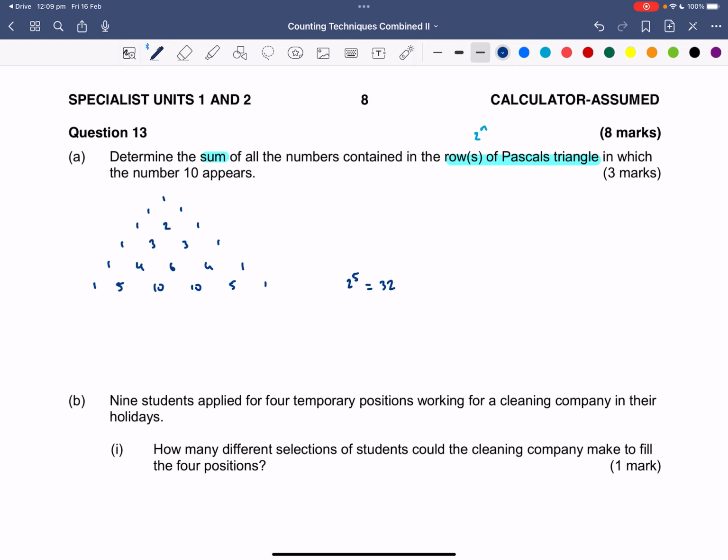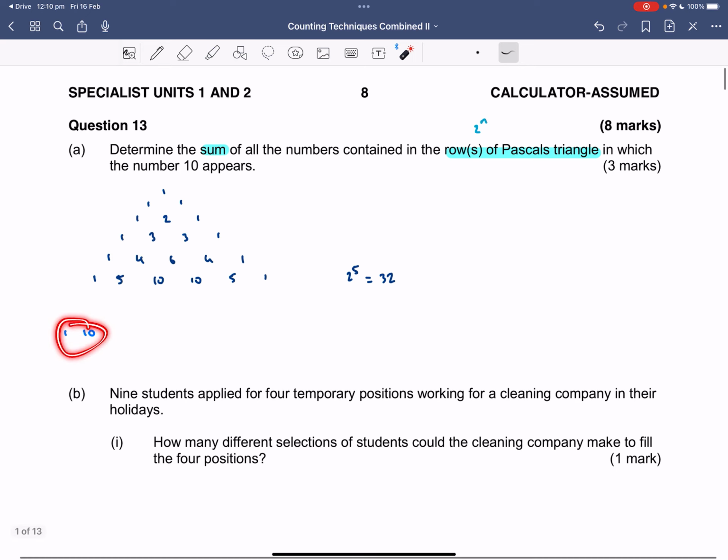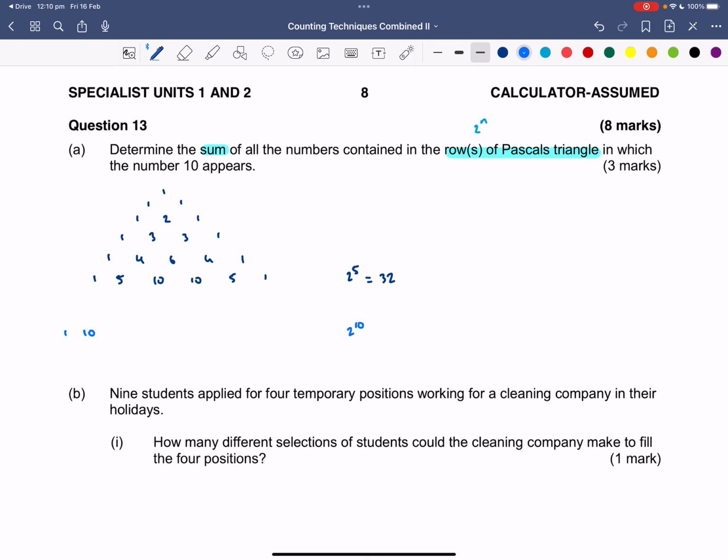Now the question is, when would the number 10 appear again? Now I hope you guys realize what this is doing. It's going 1, 2, 3, 4, 5 all the way. So at some point, there will be a 1, and then there'll be a 10, much later on. 1, 2, 3, 4, 5, and so on, all the way to 10. So that will be the 10th row of the Pascal triangle. So the 10th row of the Pascal triangle will add up to 2 to the power of 10, which is 1024. Now, are there any other rows which will have the number 10 in it?